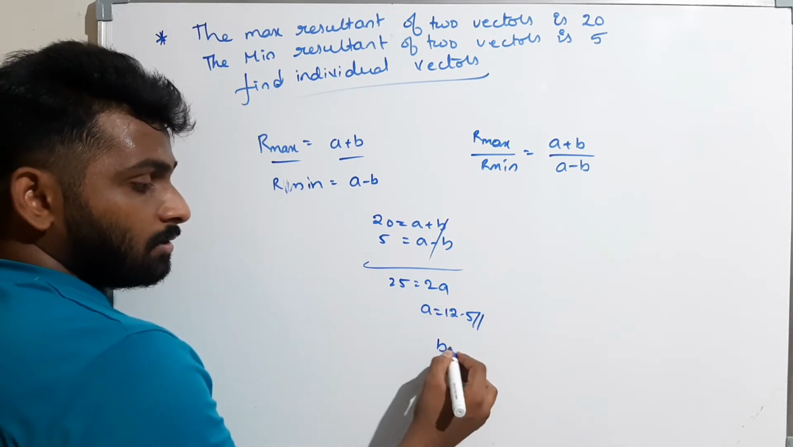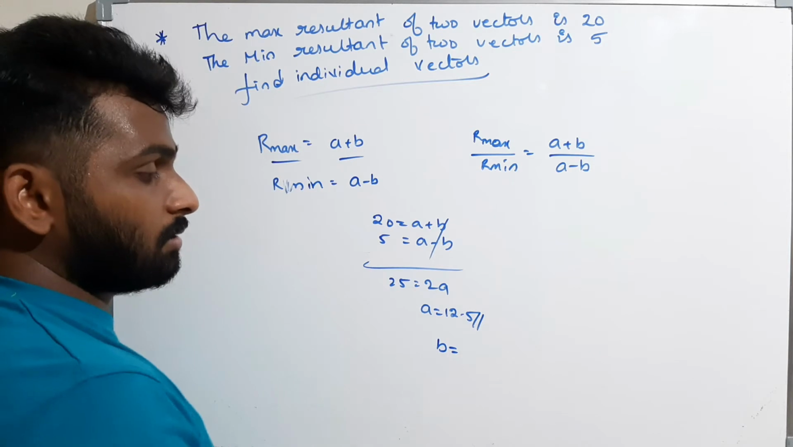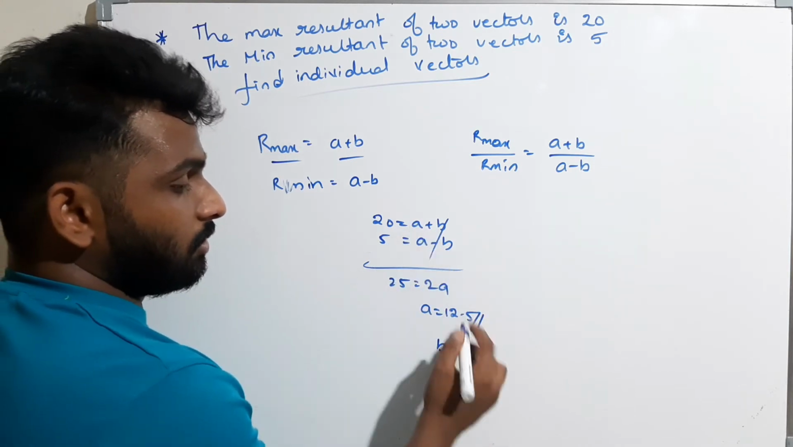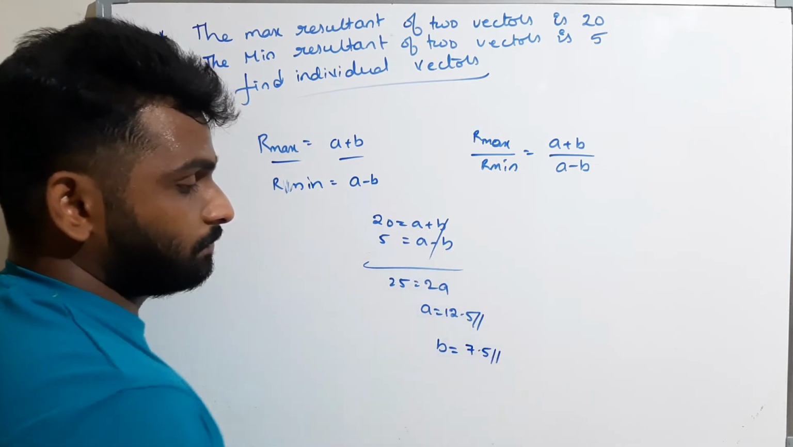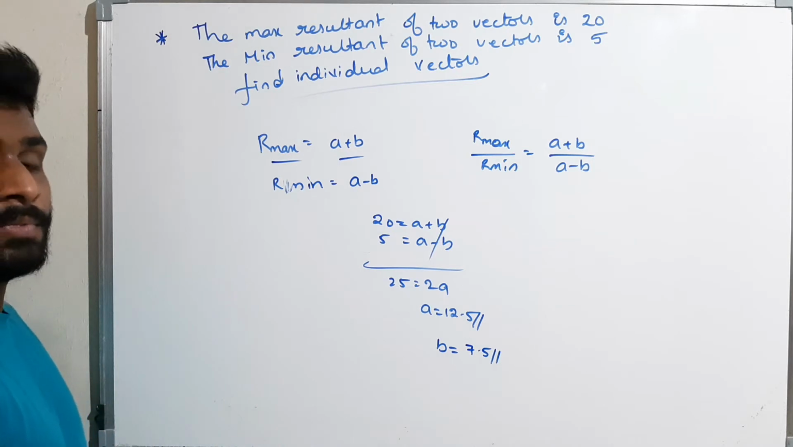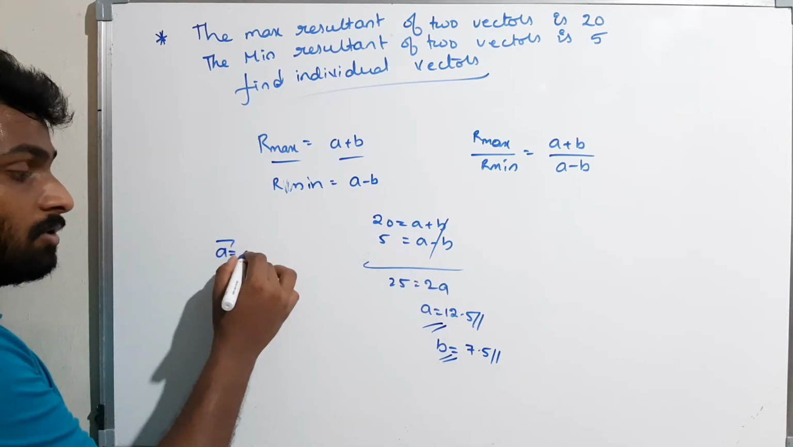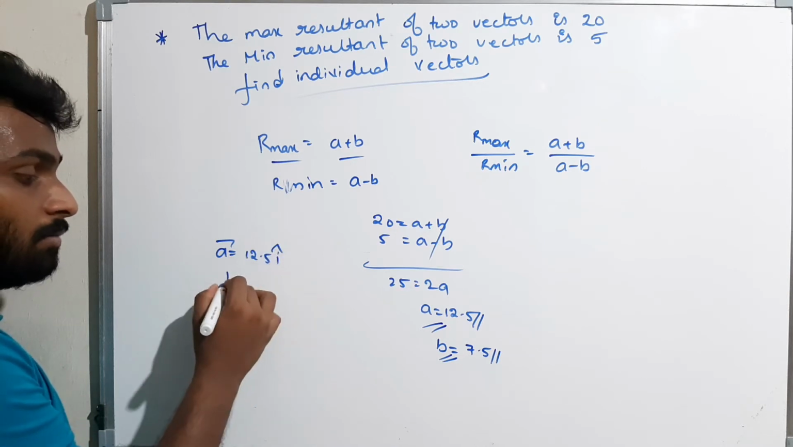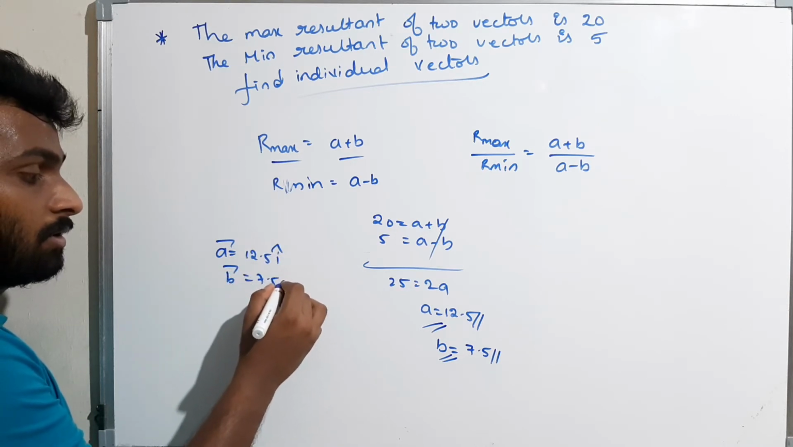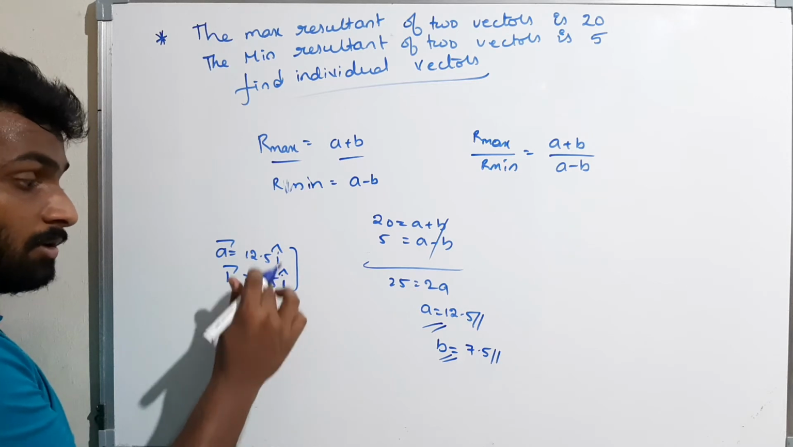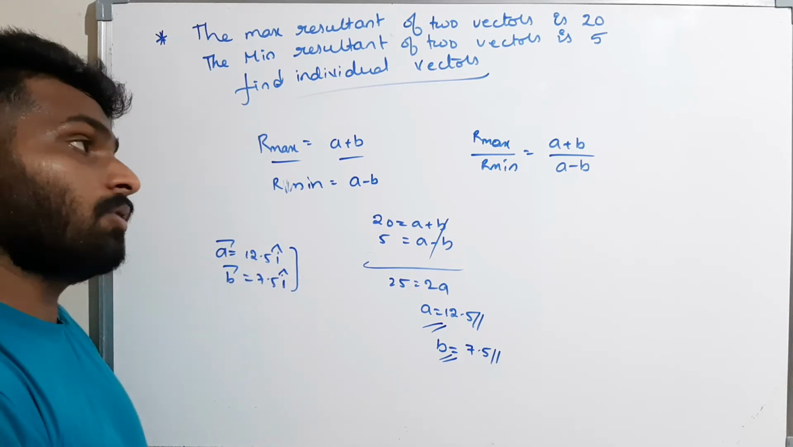Now what is b? Keep this 12.5 in the equation. What will you get? You will get 7.5. Okay, I got the a vector and b vector. Both may be in the same direction. Therefore a bar is equal to 12.5 i cap and b bar is equal to 7.5 i cap. Both should be in the same direction. Okay, well and good.